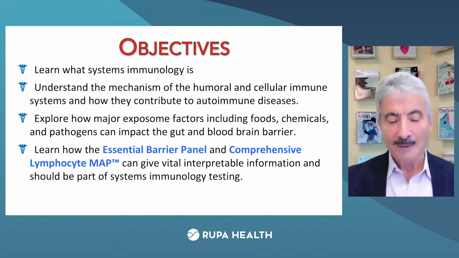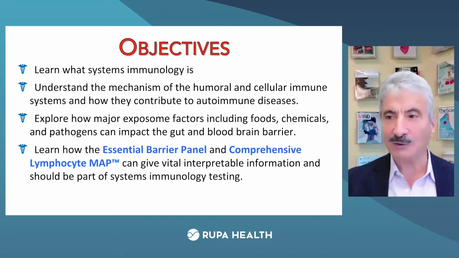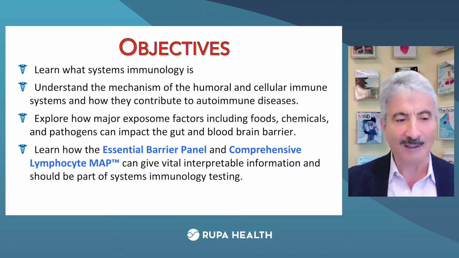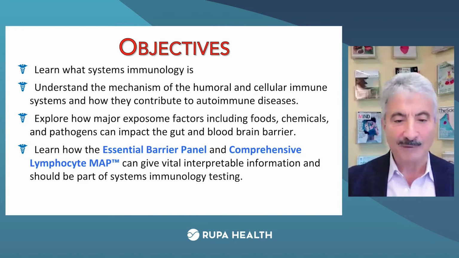So today we are going to learn about a very brand new subject, which has been in the immunology literature during the past 3 to 5 years. And that is called systems immunology. So we are going to learn more about systems immunology. What is it? Then we'll learn more about the mechanisms of humoral and cell-mediated immune systems that contribute to abnormalities. The humoral and cellular immune systems contribute to autoimmune diseases.